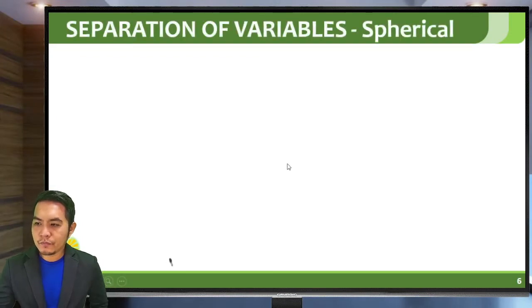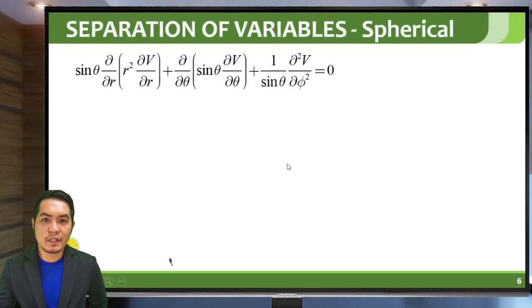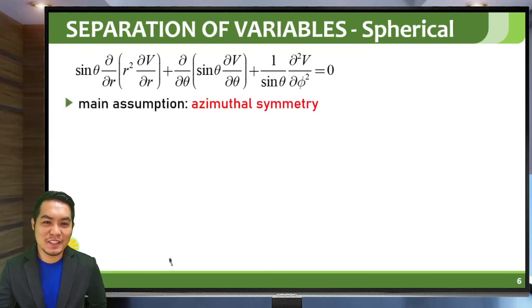When you do separation of variables in spherical coordinates, we start with the Laplace equation in spherical coordinates, and to make our lives easier we will make some assumptions. We will not be delving into the full three-dimensional Laplace equation, because most of the time spherical symmetry has what we call an azimuthal symmetry. The azimuthal angle phi has a symmetry along the phi direction.